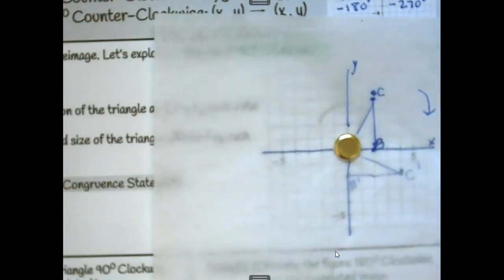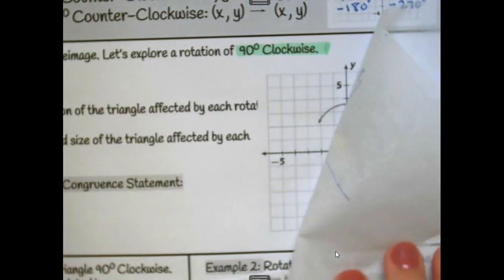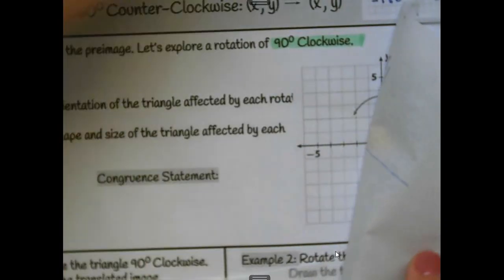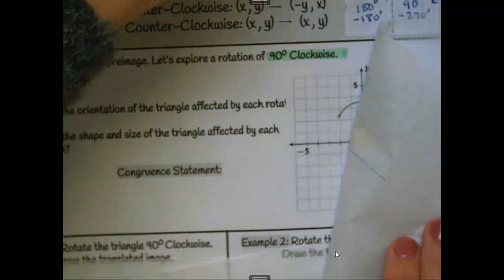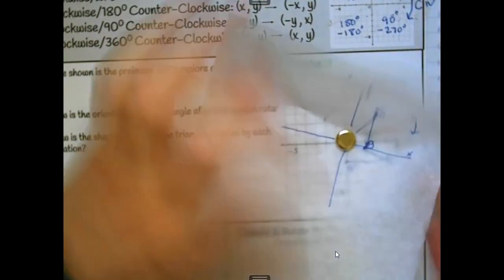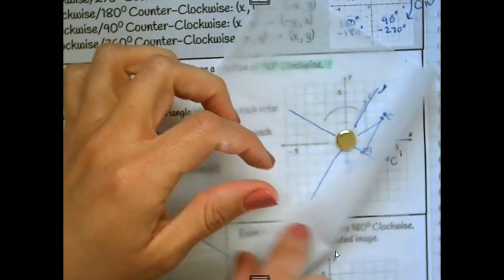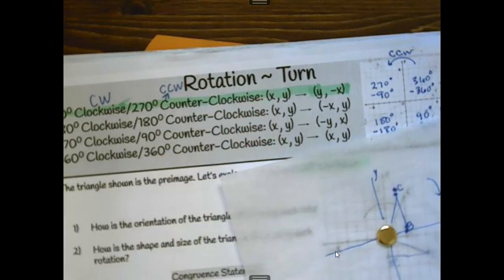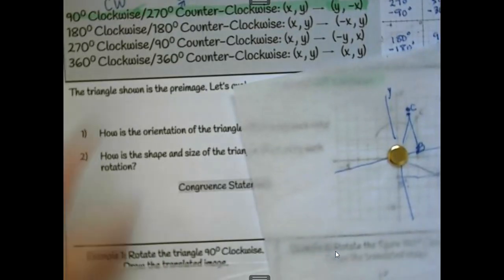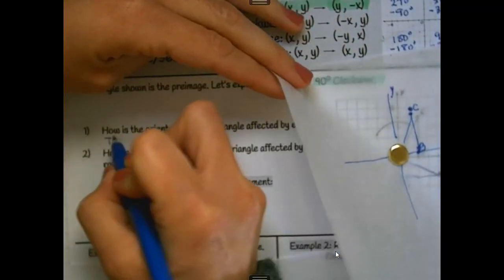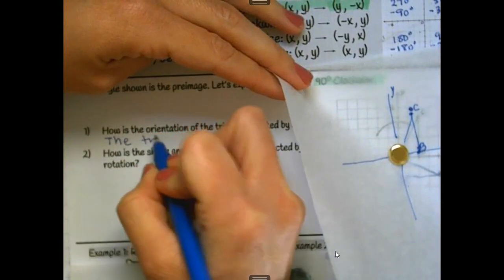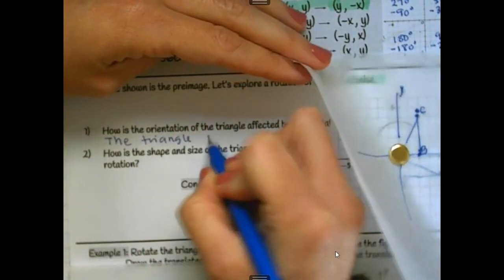Okay, so let's talk about what we know about the triangles. How is the orientation of the triangle affected by the rotation? When you look at the first triangle, my pre-image, and my rotated triangle, what do we notice about the orientation? Well, it was turned. Another word for rotation is to turn. So we're going to go ahead and write that down. We're going to say that the triangle is turned.